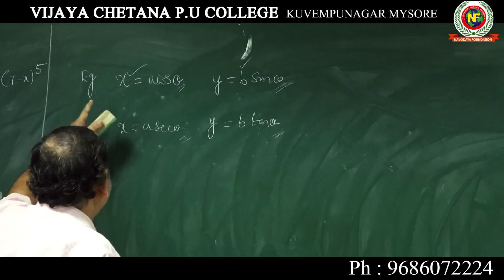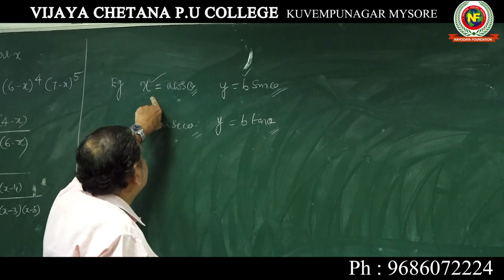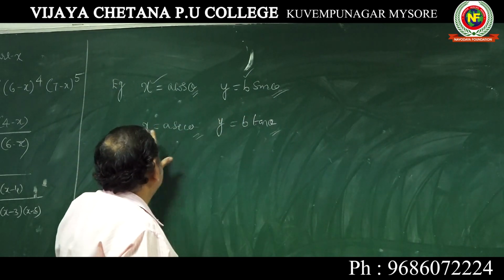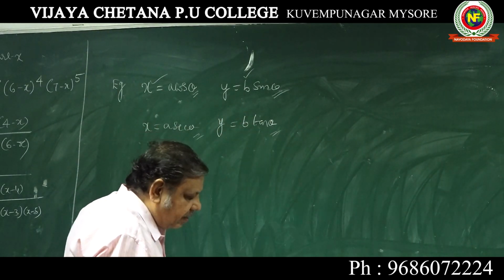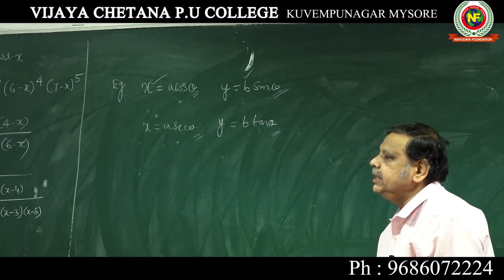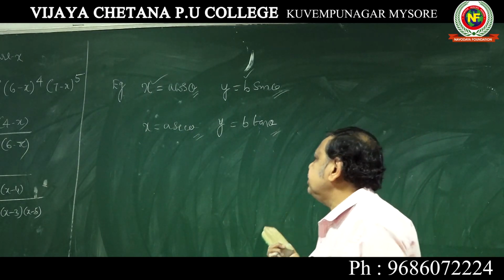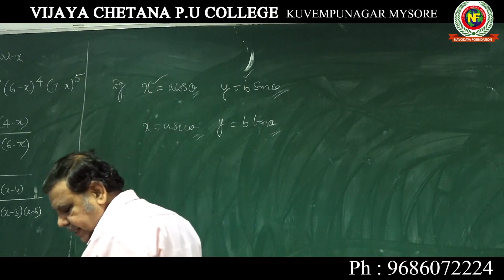So examples you can take. Here, differentiate or find dy by dx if x equal to a cos theta, y is equal to b sin theta, x equal to a secant theta, y and so on. These are the problems where x and y are given separately. If you combine the two, it is an implicit function. Suppose they are given separately, it is a parametric function.